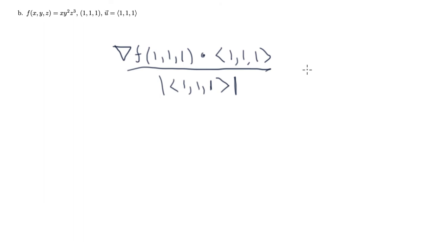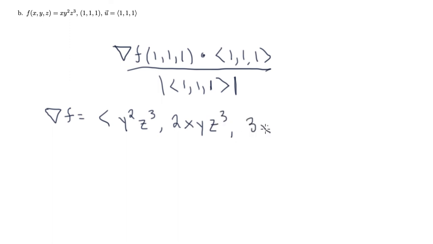So what is the gradient? That's our first question. Well, the partial with respect to x is y squared z cubed. The partial with respect to y is 2xy z cubed. And then the partial with respect to z is 3xy squared z squared. And then if I evaluate at (1, 1, 1), this is just going to be (1, 2, 3).